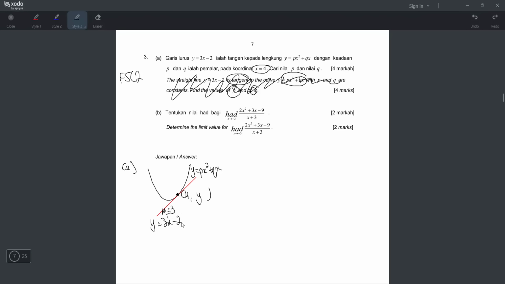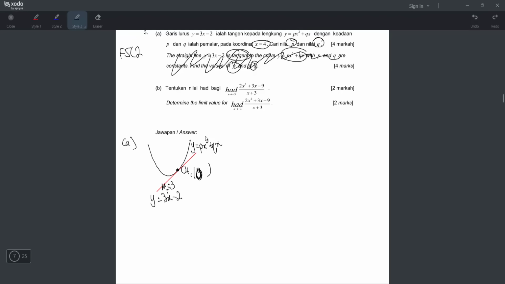So now we are trying to find p and q. Cari nilai p dan q, so how? Very easy. Just do dy/dx, and take your dy/dx answer equals to 3, because the gradient of the tangent, you can find it by using dy/dx. That's how you find the gradient of the tangent. You learn this in Chapter 2, Form 5.